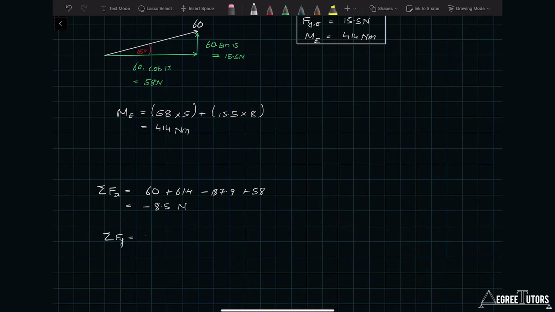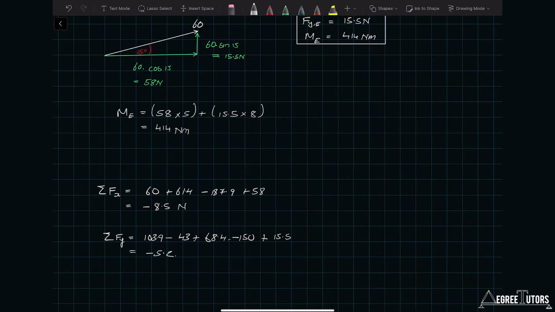And then the same thing for the y direction. We've got 103.9 minus 43 plus 68.4 minus 150 plus 15.5, and that's going to give us a negative 5.2.